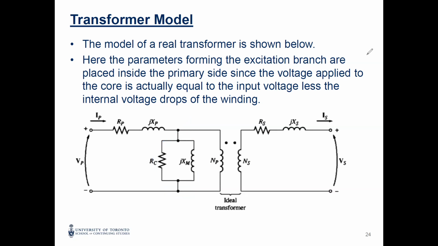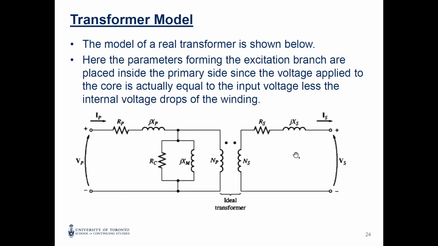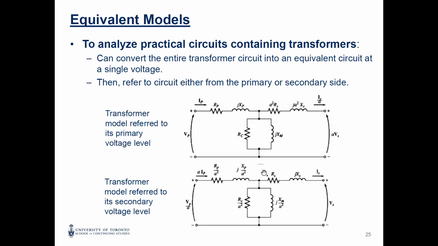As we said, this is the real transformer model. We are not going to use this. We are going to do some approximation. Before we do approximation, I'm going to use something very important, the referring. Remember the referring? I'm going to refer the secondary to the primary here, and then I'm going to refer the primary to the secondary. To do both, these are the two equations, like models, for primary to secondary or secondary to primary.